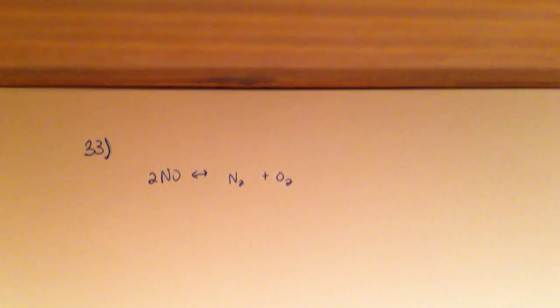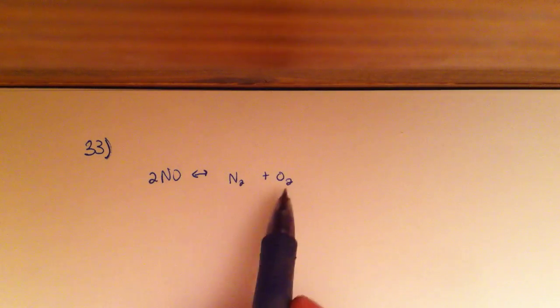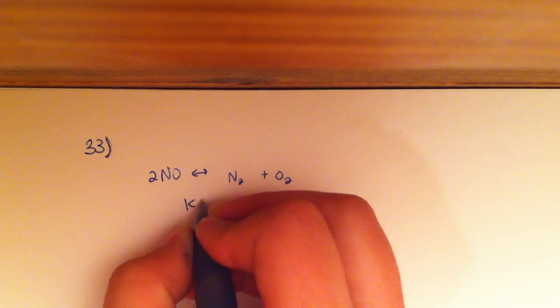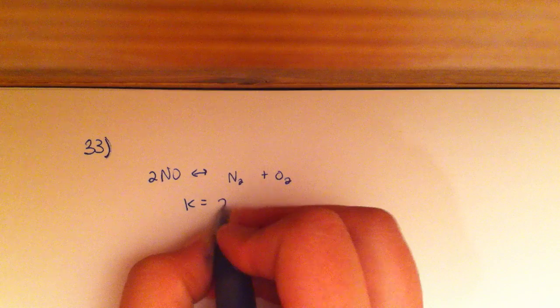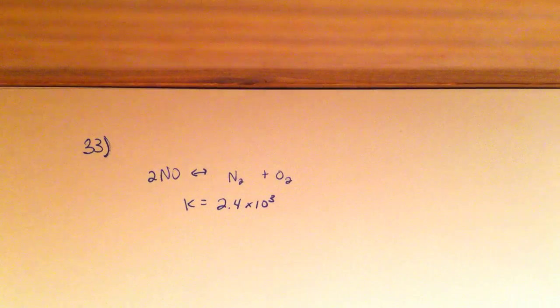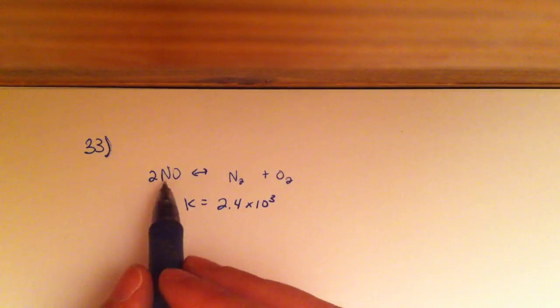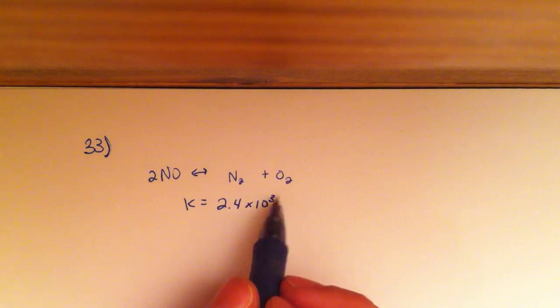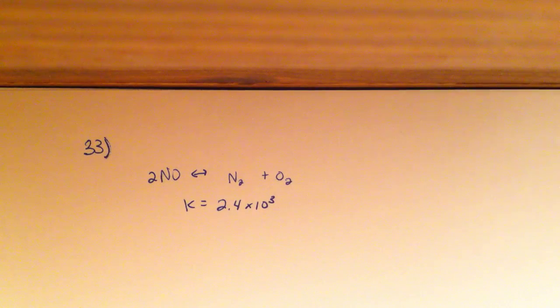So in problem 33 we are reviewing, we're using the Q that we just talked about in class today. It gives us an equation and tells us that the equilibrium constant for this equation is equal to 2.4 times 10 to the third. So when this reaction is at equilibrium, the ratio of the products to the reactants is going to equal this number. And then it gives us some values for different periods in time.